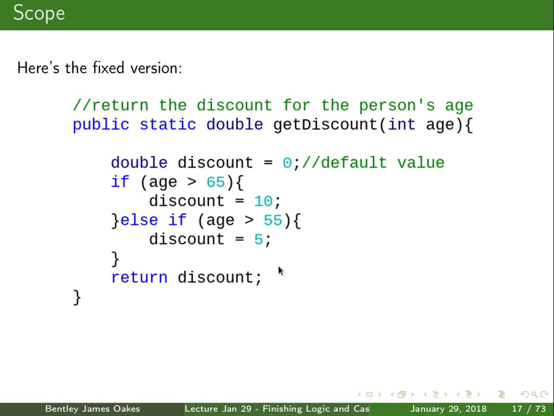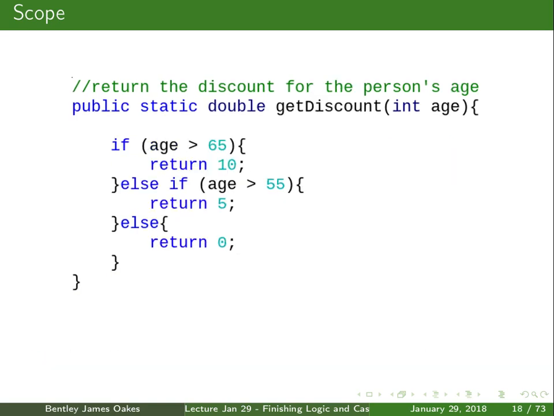More of a standard form. So if you're doing something like getDiscount, you usually do something like double discount is equal to 0, give it a default value. If your age is greater than 65, discount is 10. If your age is over 55, your discount is 5, and then you return the discount. That's usually the standard way you do things. Or another way of doing this, if your age is greater than 65, you return 10 right away. Else if your age is over 55, you return 5 right away, and then else return 0. That's another way of doing that method, another version where each path returns a value.